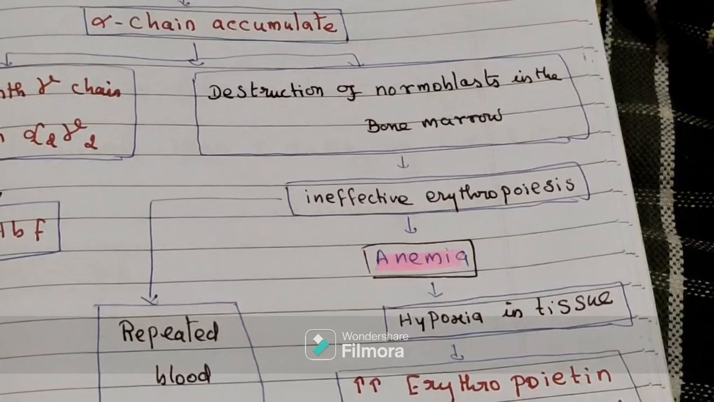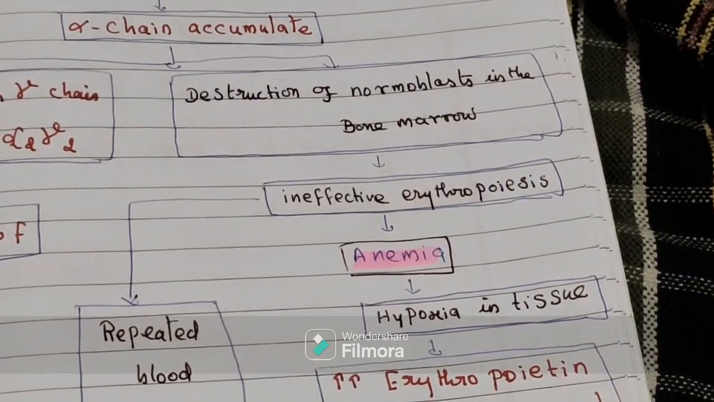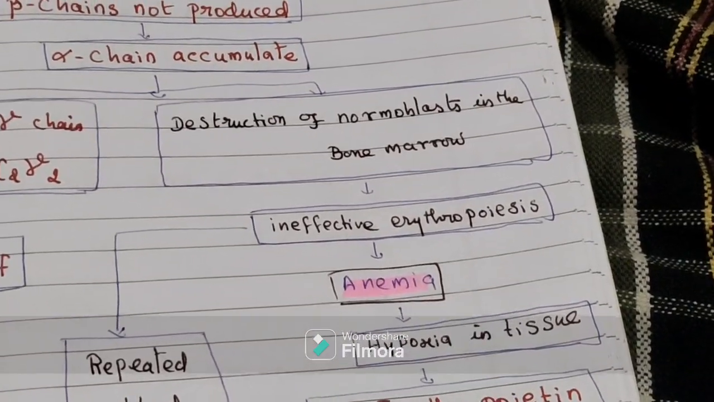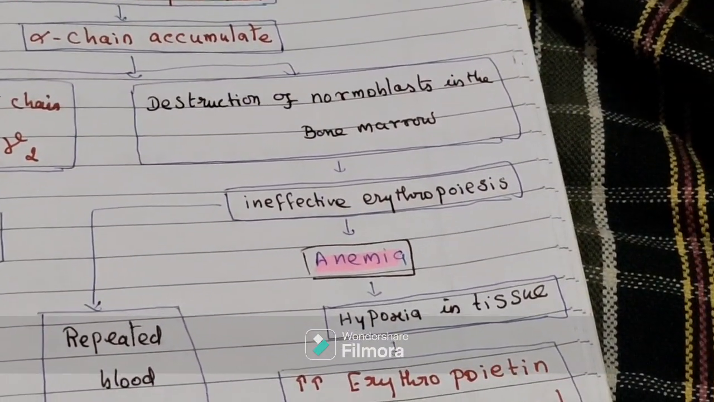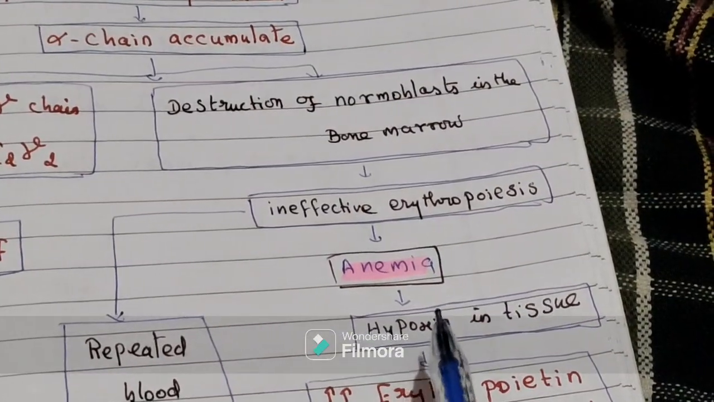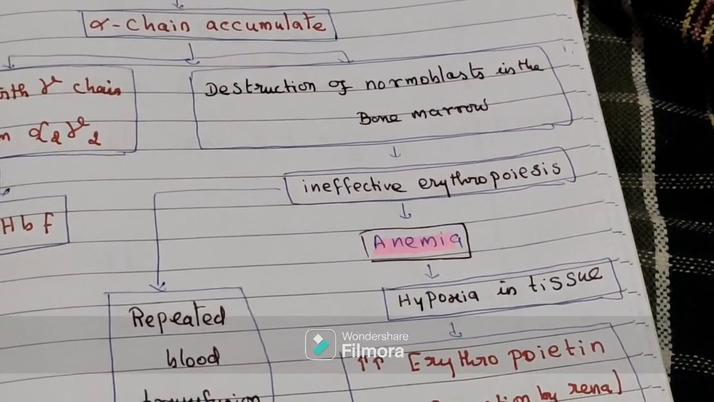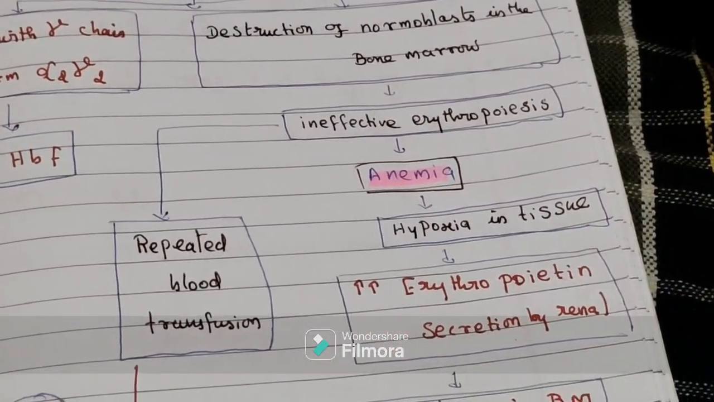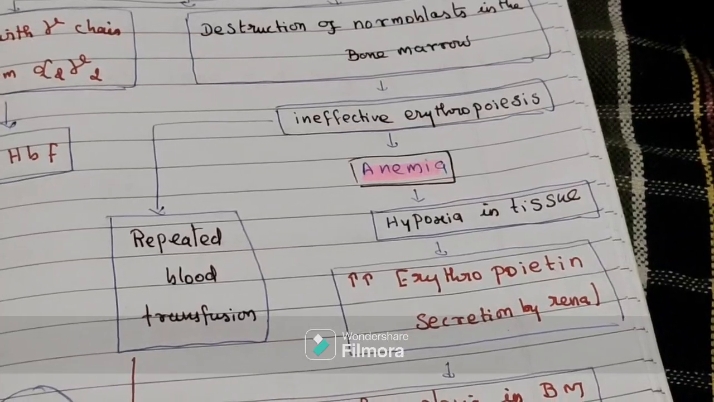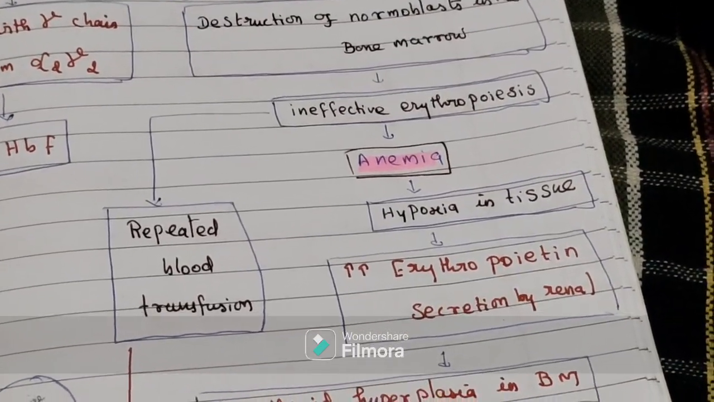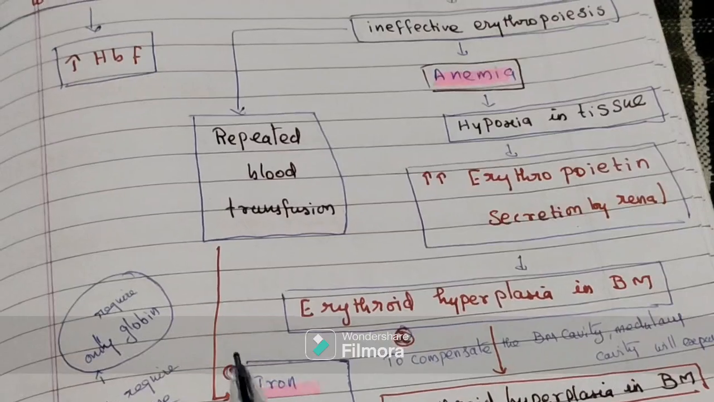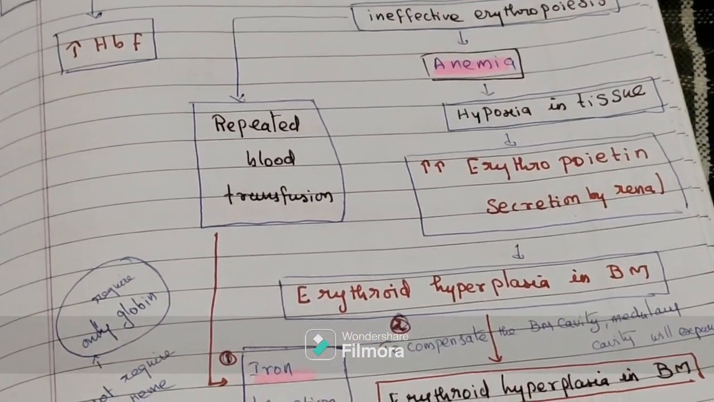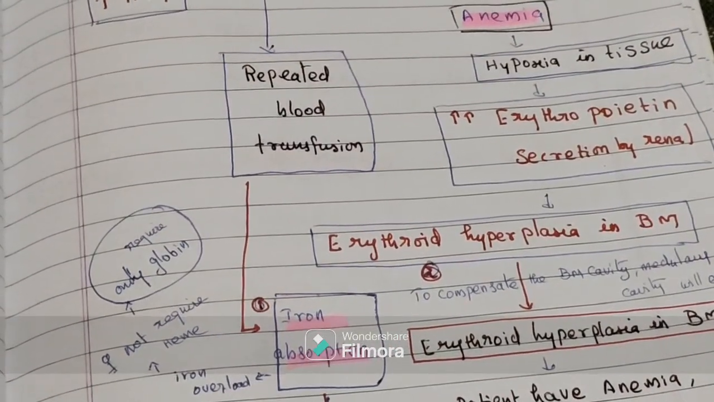Number 2, RBCs containing only alpha are destroyed. Ineffective erythropoiesis takes place, leading to anemia. Because of anemia, the erythropoietin from the renal tissue will be higher, so there will be more iron absorption. Because of the anemia you will give frequent blood transfusions to the person, very frequent.